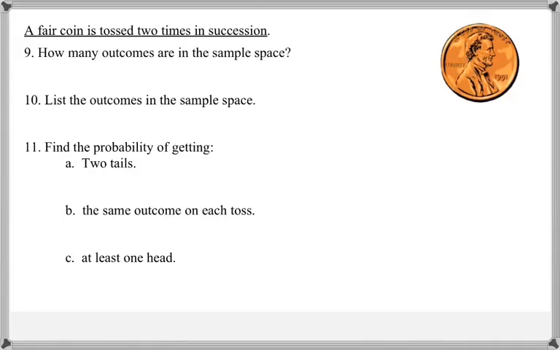A fair coin is tossed 2 times in succession. How many outcomes are in the sample space? So we have 2 tosses, and there are 2 possible outcomes in the first toss, multiplied by 2 possible outcomes for the second toss. So this is 4 possible outcomes in the sample space.